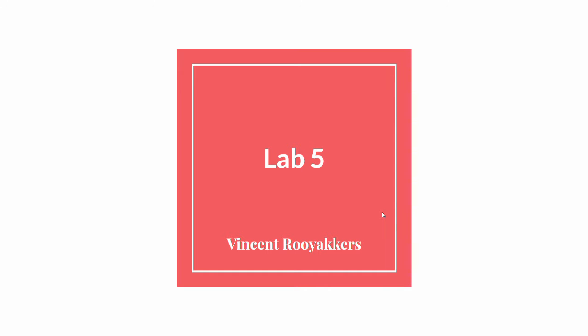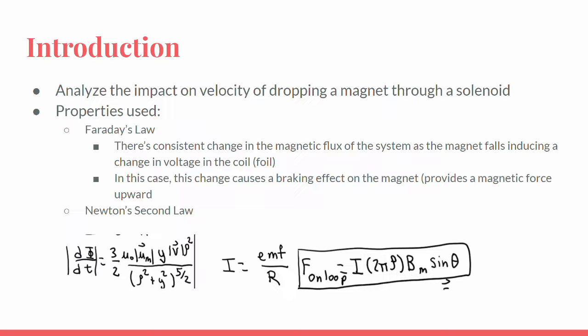Hello, I'm Vincent Royakers, and this is Lab 5, Magnet Drop Test. In this lab, we analyze the impact on velocity of dropping a magnet through a simulated solenoid. In this case, the solenoid was a roll of aluminum foil.